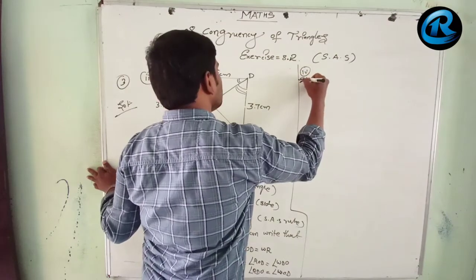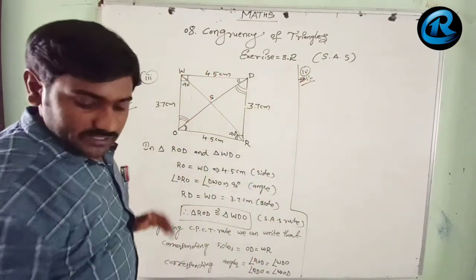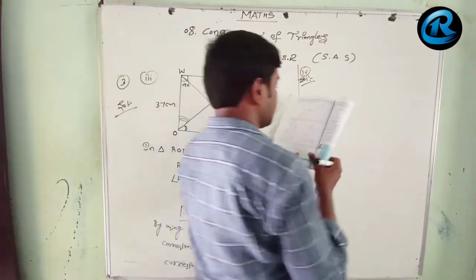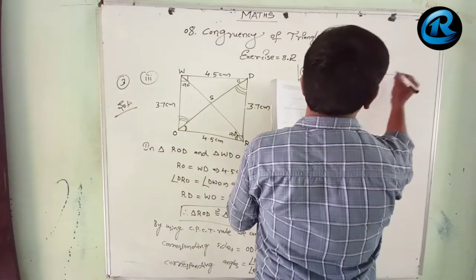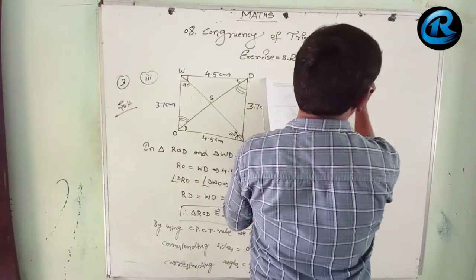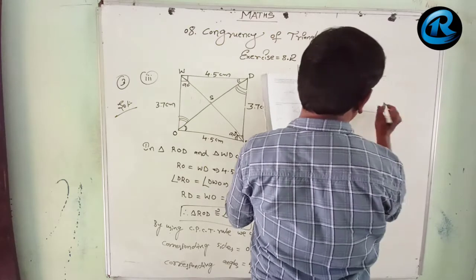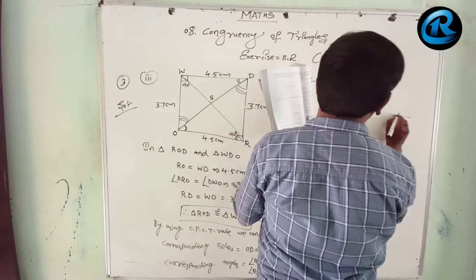Next we go for the fourth solution of this bit. Here they have given a trapezium this time. You know what is the meaning of trapezium also?